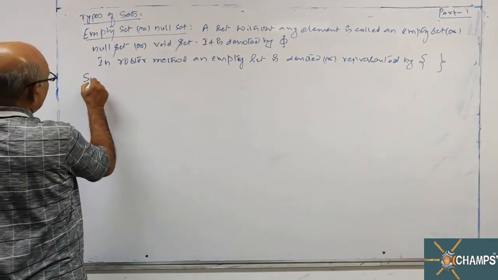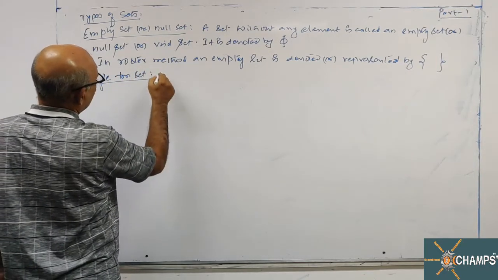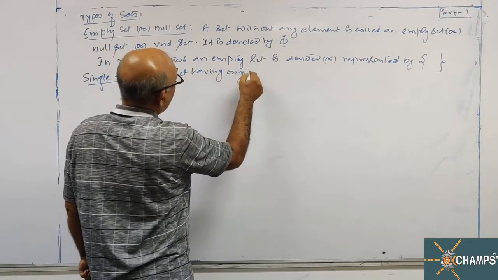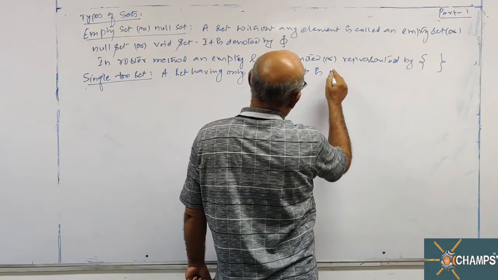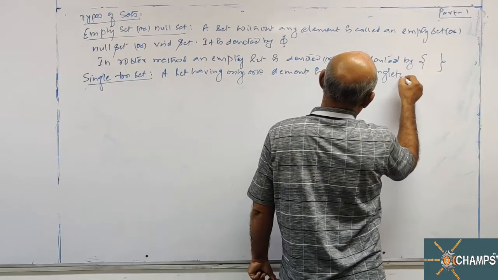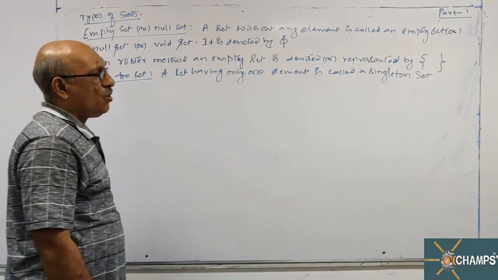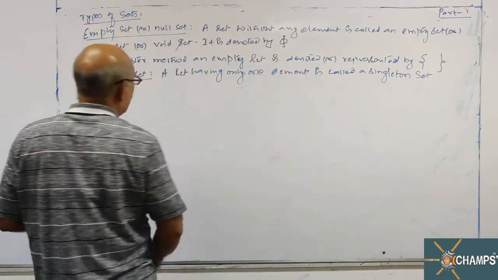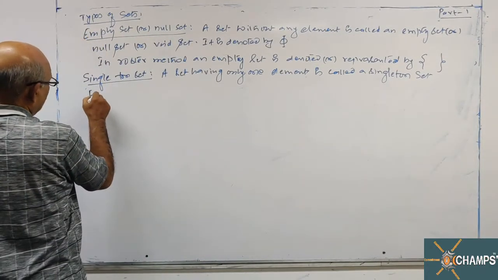Next one is singleton set. A set having only one element is called a singleton set. Okay, even though finite set and infinite set definitions are given, one more time I am writing finite set.